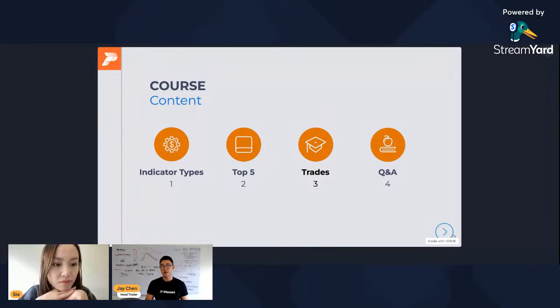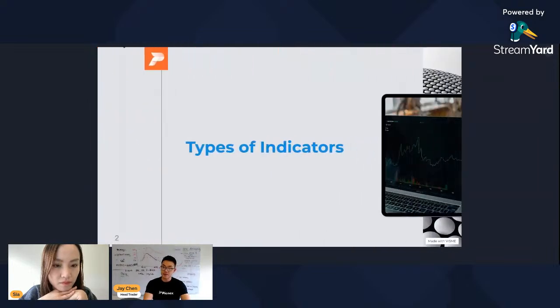And then number 3, we're going to go into how to use some of the indicators to trade, and I'll probably place the trade live if there's something good. And then 4, just a quick Q&A for you guys. Whatever questions you guys have, we will do our best to answer them. And that's it. So let's get started.